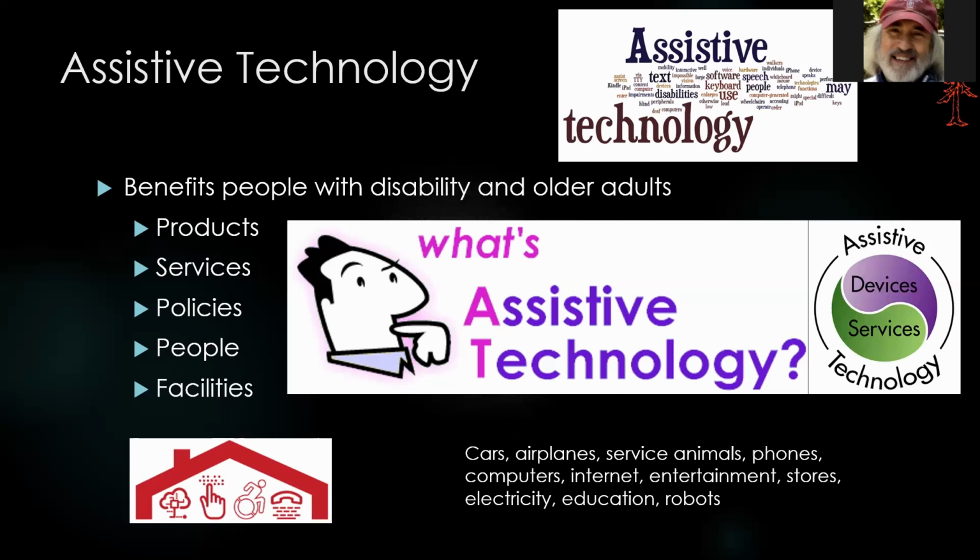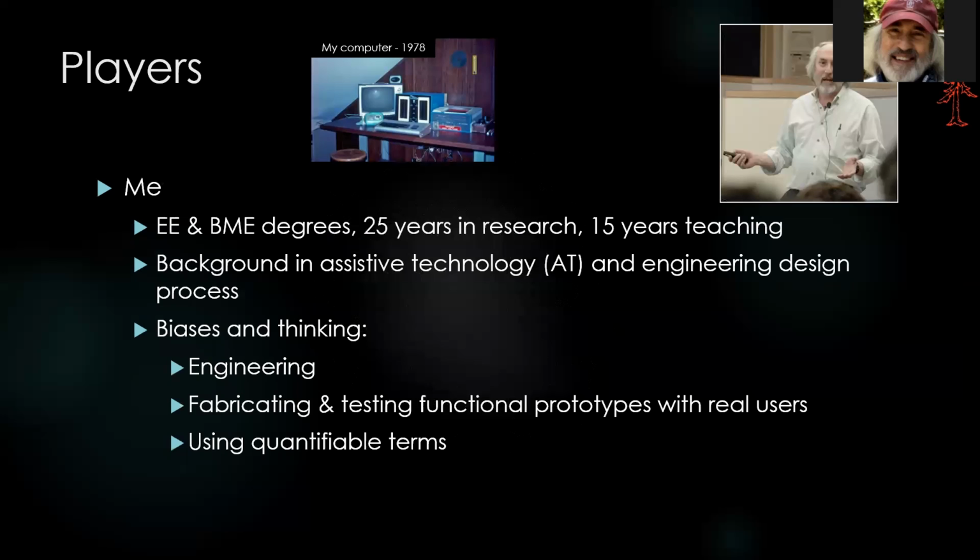Okay. So a little bit more about me. As I mentioned, I have degrees in electrical engineering and biomedical engineering. I've done research. I've been doing teaching. And so I have this background in assistive technology and in design process. But as an engineer, the way I think is as an engineer. So I don't apologize for that. It's just the way I am. So I have a certain philosophy and ways of thinking that are based upon my engineering background.